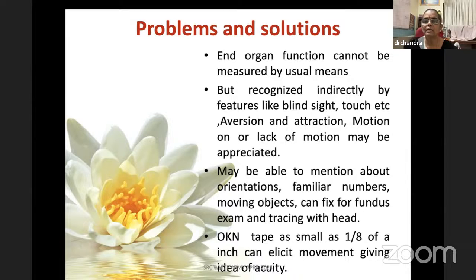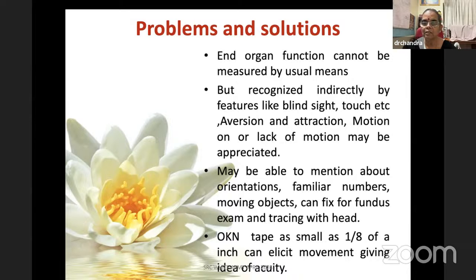And aversion and attraction. Some color is moving, some light is moving, suddenly he turns. And motion or lack of motion may be appreciated. Some movement may be appreciated, or lack of motion. So you have to wait and see whether the patient is showing some signs of normal end organ function, and may be able to mention orientation. He may be able to mention something, I am seeing. He may be able to recognize familiar numbers. He may be able to recognize moving objects, and he can fixate for fundus examination.